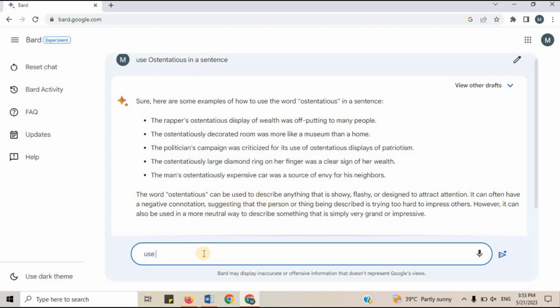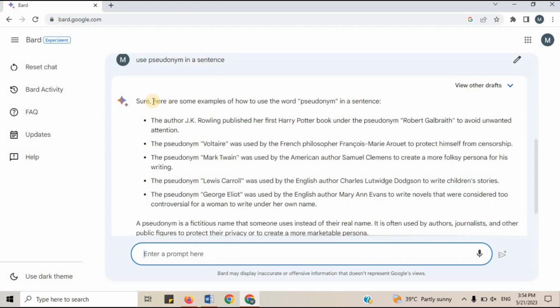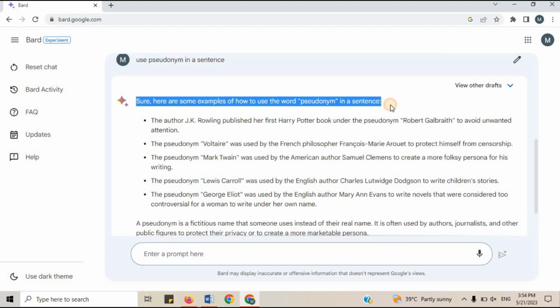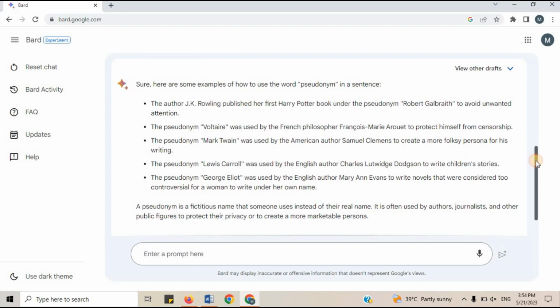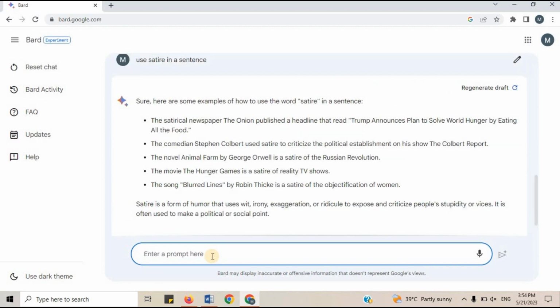Now, I will say to use pseudonym in a sentence. Here are some examples of how to use the word pseudonym in a sentence. At the end, they have given the definition of the word and also explained where to use the word. Now, I will say to use satire in a sentence. Here are some examples of how to use the word satire in a sentence. Definition and details of the word.